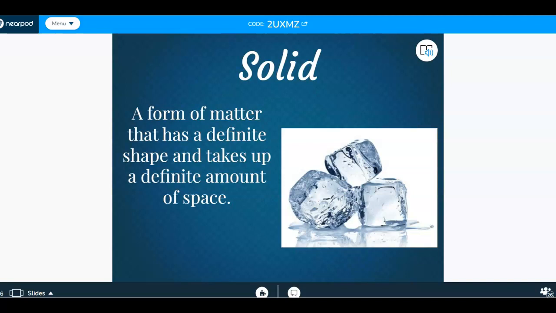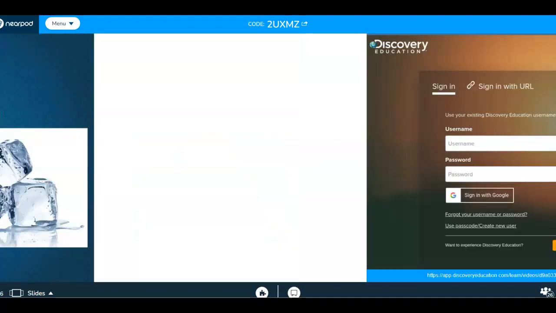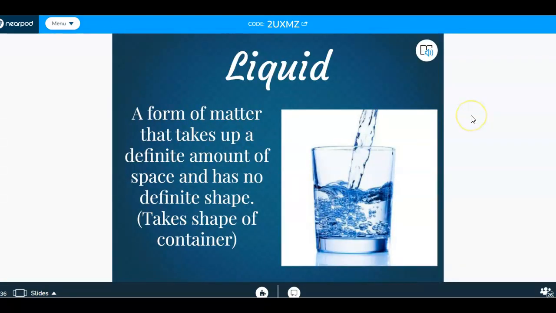What else do you remember? Forgot what you were going to say, no stress. Ice is a good example of a solid. If we're talking about water, that's the only example of a solid if we're talking about water. Moving on. Liquids. What do you remember about liquids from yesterday?